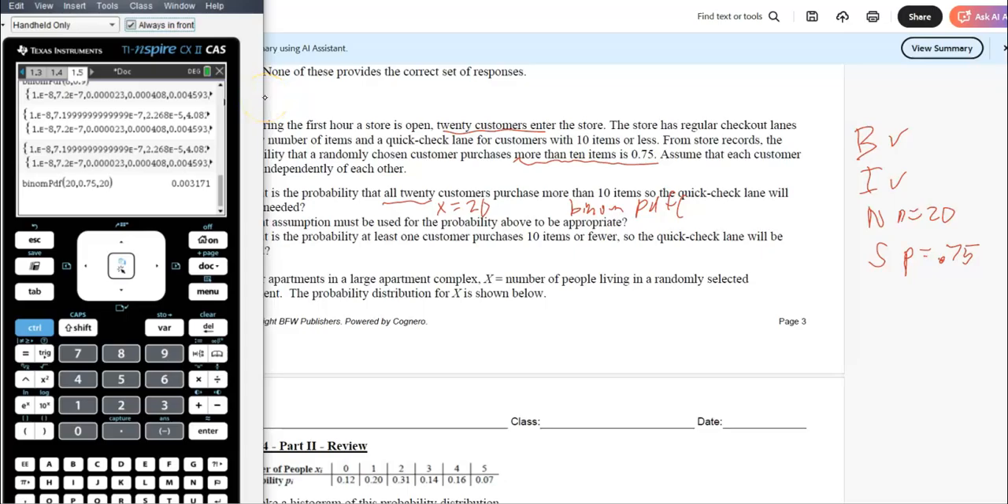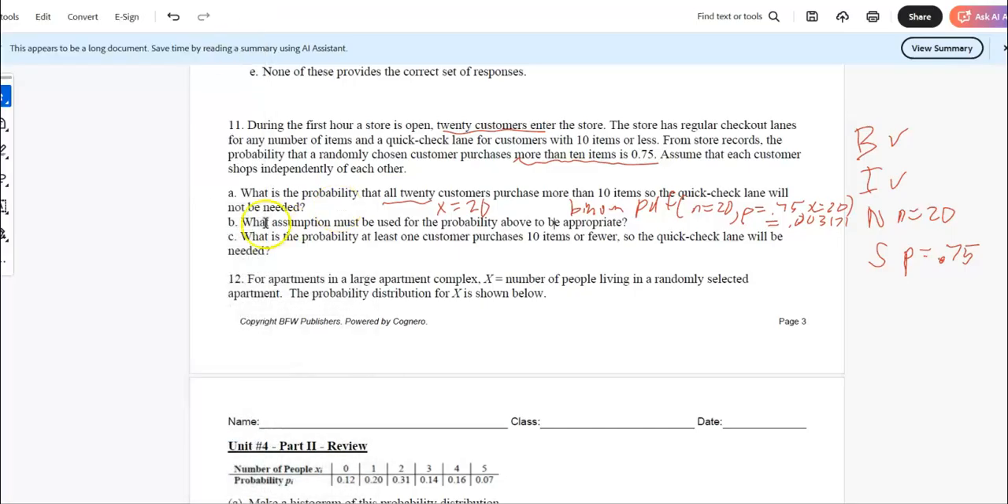So n equals 20, p equals 0.75, and x equals 20. And the answer is 0.003. One set, not a very good chance, 0.3% chance. Okay, what assumption must be used for the probability to happen?